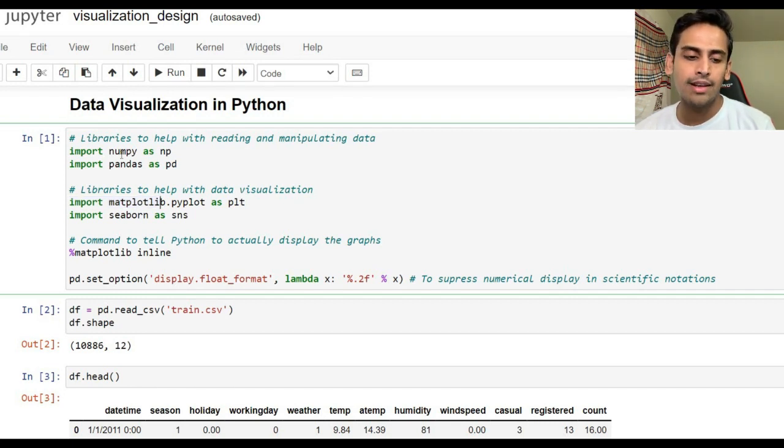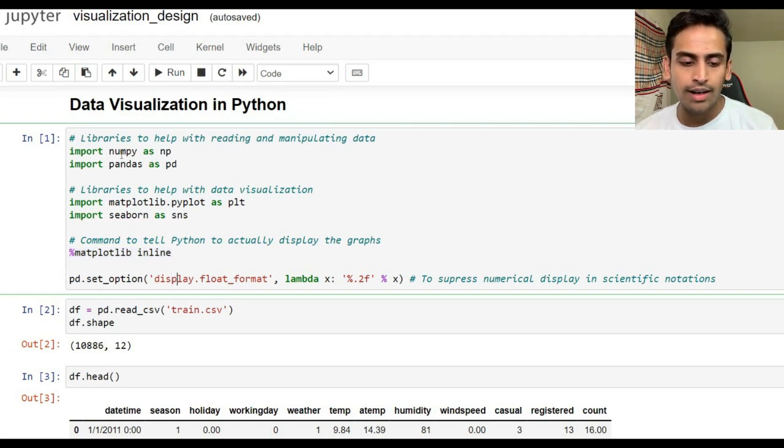The Seaborn package has made the life of a Python developer very easy, because with Seaborn we can create or design any graph with just one or two lines of command, as compared to some other packages where it can take a lot of steps to create any kind of graph. The next one is matplotlib inline, which basically tells Python to display the graphs.